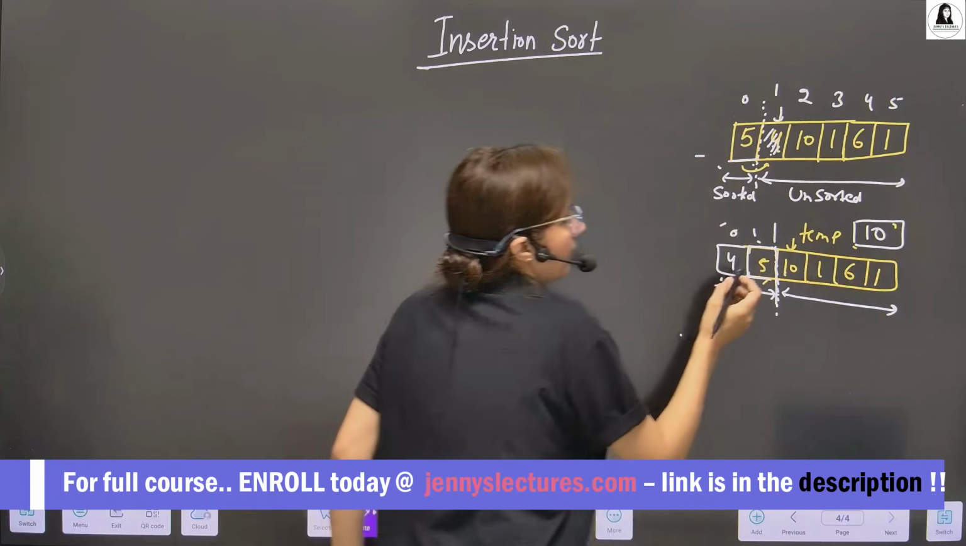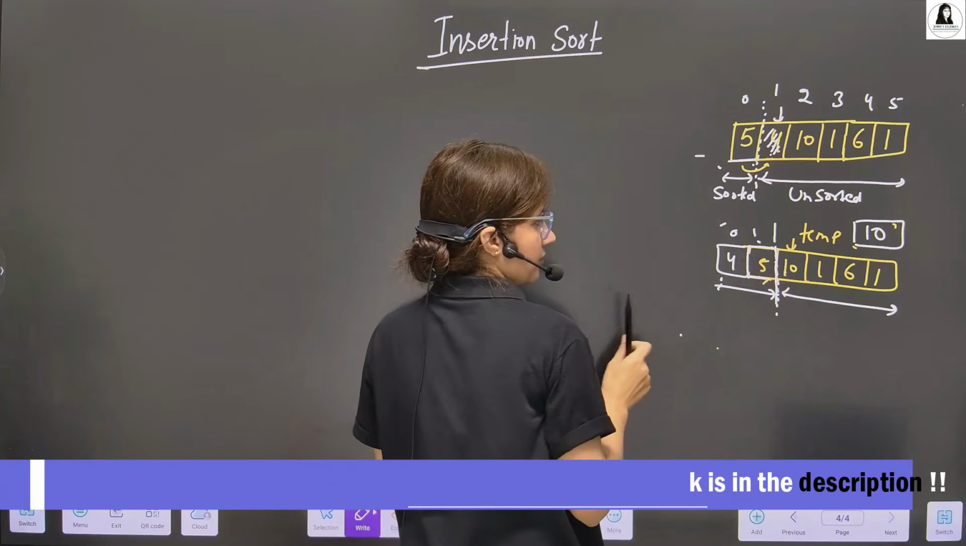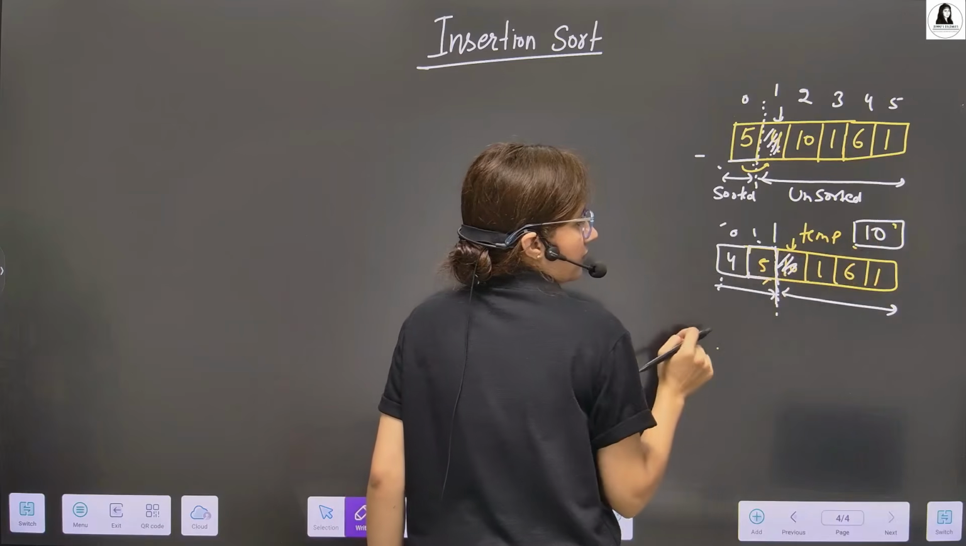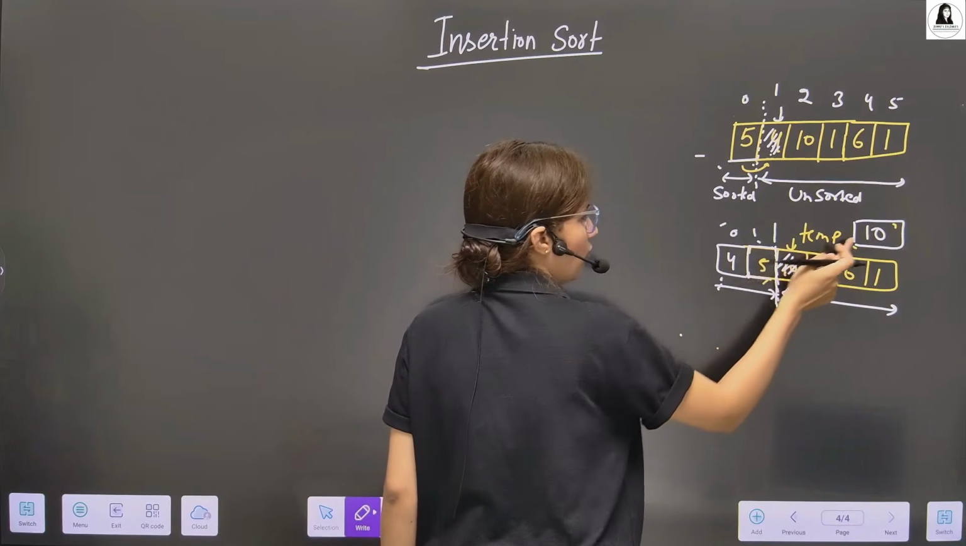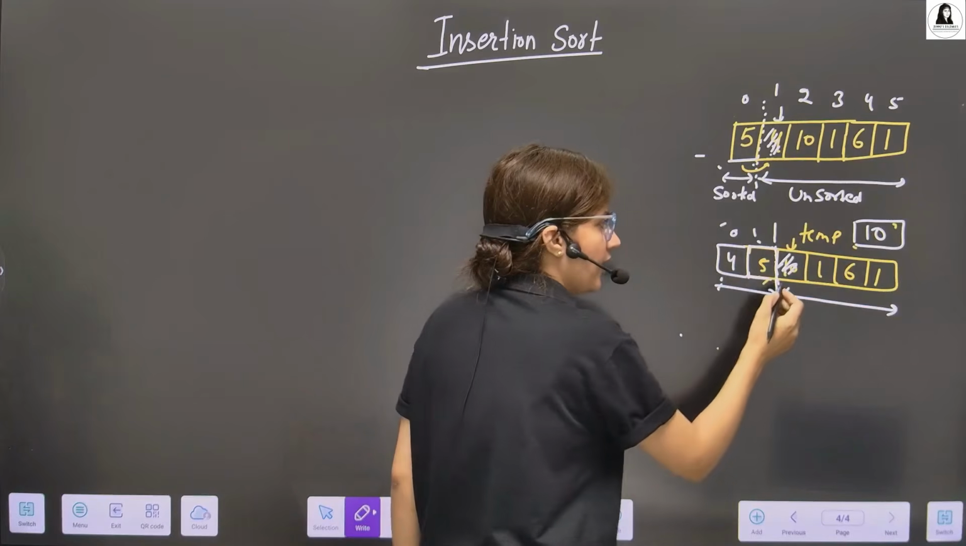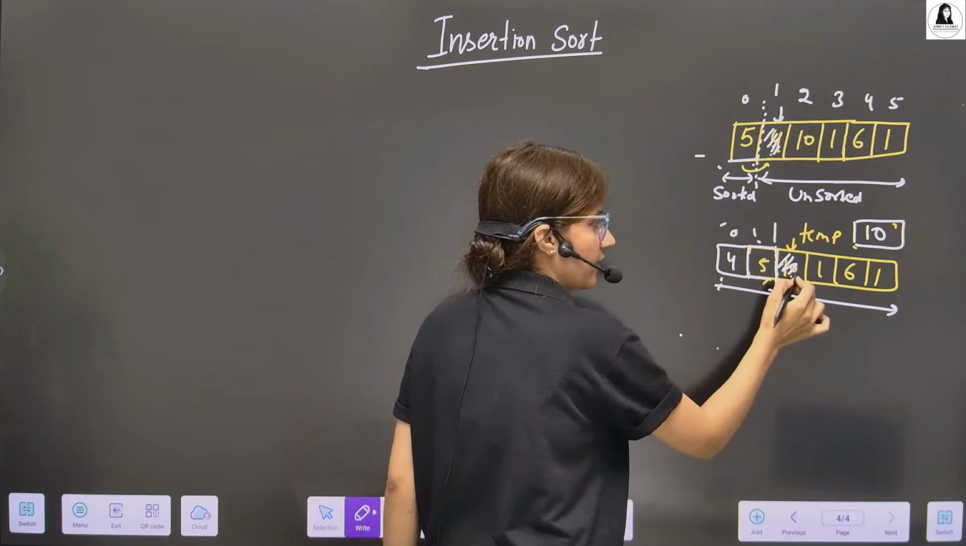So first, compare this 10 with 5. So suppose this is the hole for me. 10 with 5. Do you need any shifting? No, 10 is greater than 5. So no shifting is required. 10 would be here only. So I'll insert 10 here.